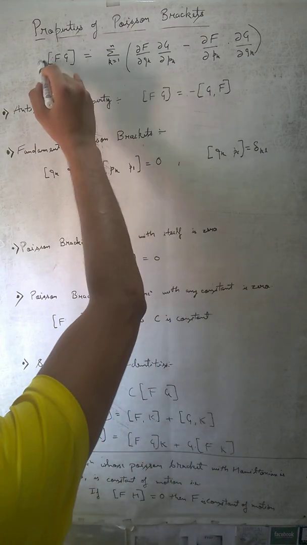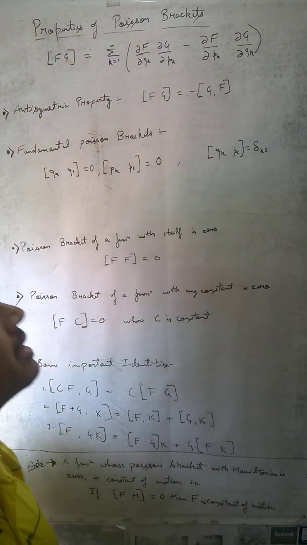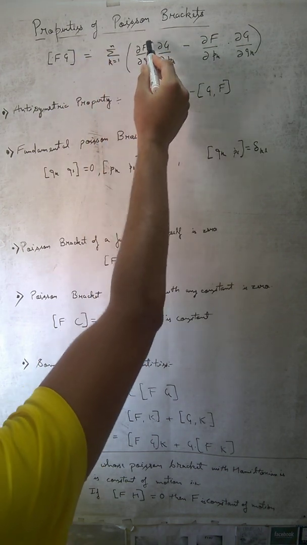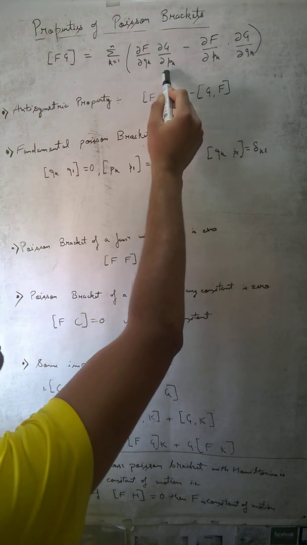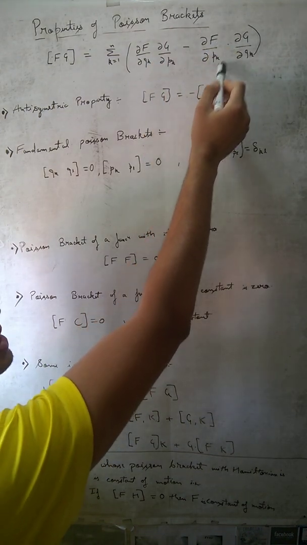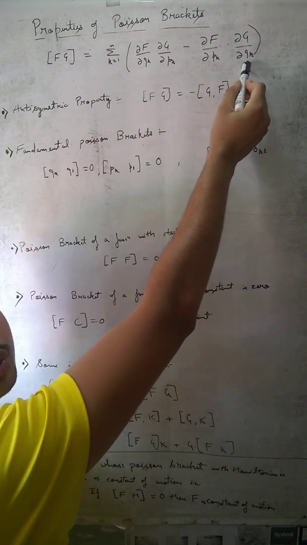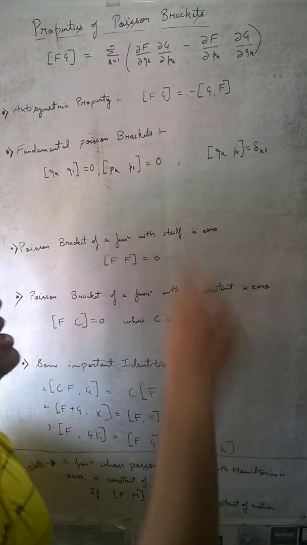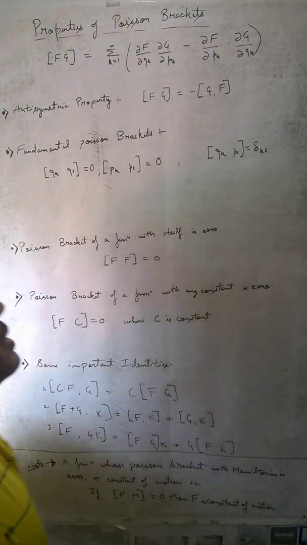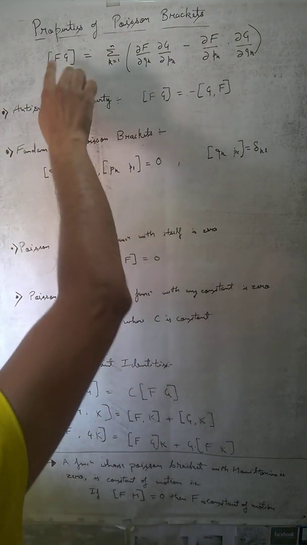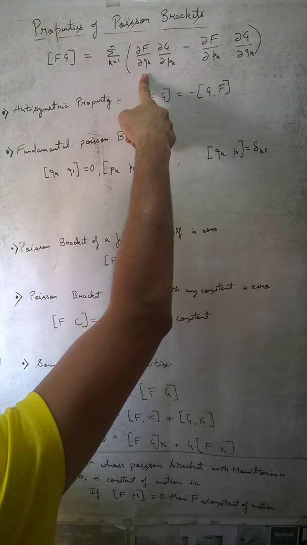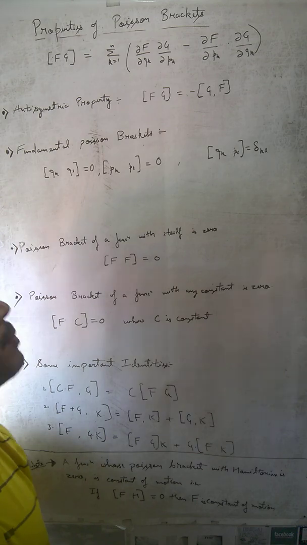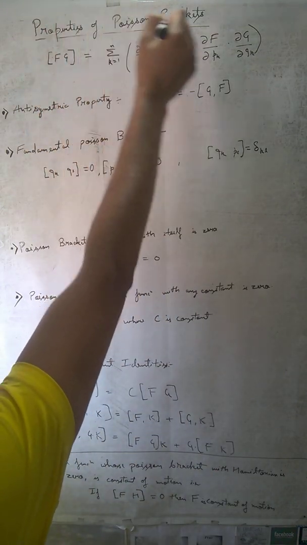If we have two functions f and g, then their Poisson's bracket [f, g] is equal to the summation over k equal to 1 to n of ∂f/∂qk multiplied by ∂g/∂pk minus ∂f/∂pk multiplied by ∂g/∂qk, where pk and qk are our generalized coordinate and generalized momentum, and f and g are functions of these generalized coordinates and generalized momenta, and sometimes also functions of time. Now we are coming to the properties of Poisson's bracket.